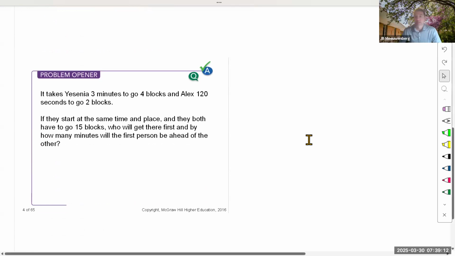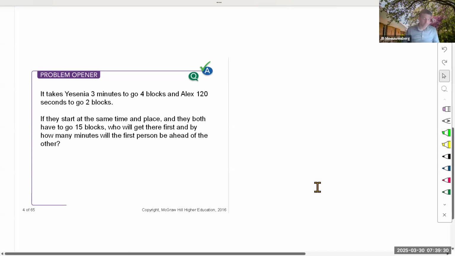So just like in the previous section, I've got a problem, an opener that I want you to pause the video and try to figure this out. Take a few moments to do that, and we will return to this again actually at the end of the section.